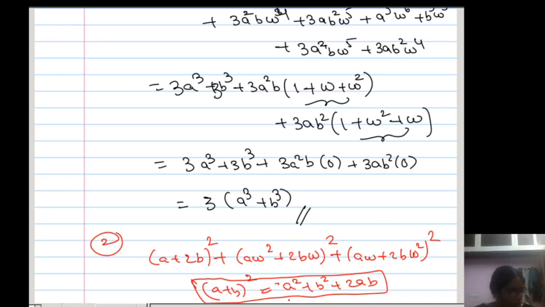Similarly, the next problems, 1 minus omega plus omega square cube, 1 minus omega. So next 4 problems are there. So those things I will discuss in the next session. Okay, otherwise shall we go through now? Okay, let us see that.